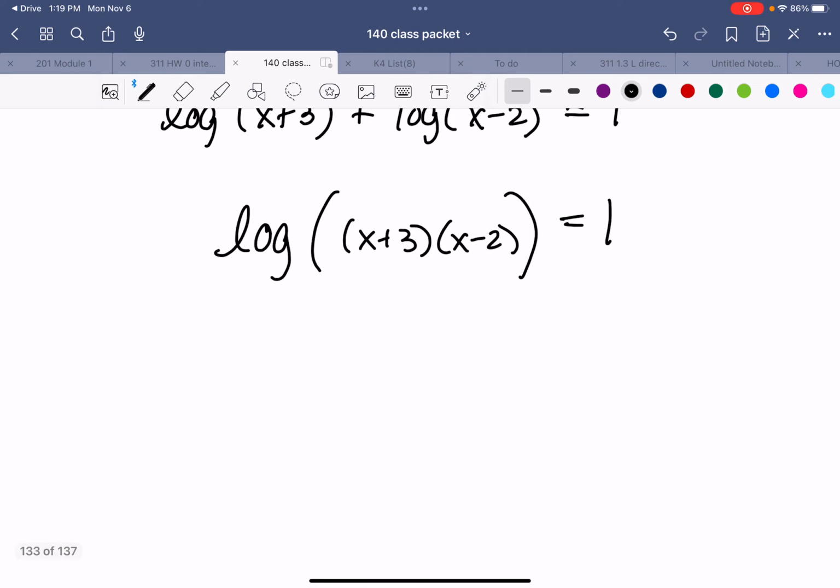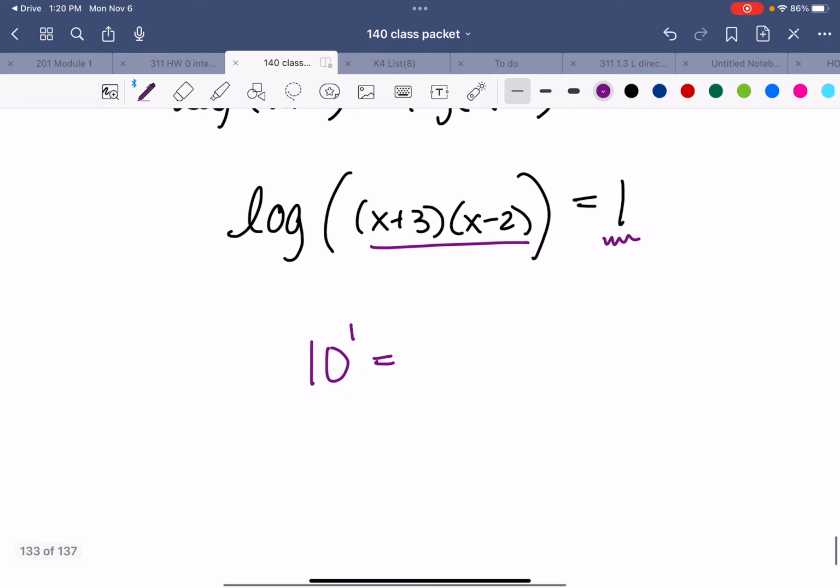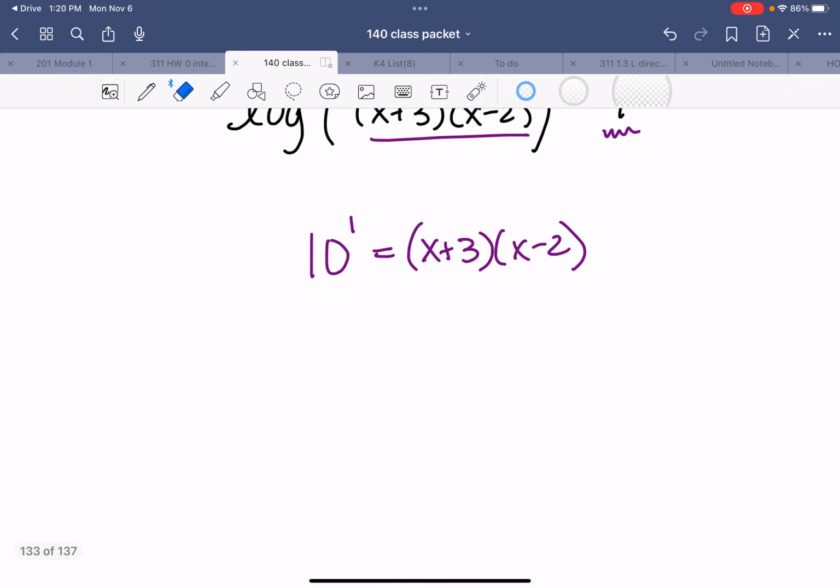And then I can rearrange this. Now, when we solved before, if there were logs on both sides, then I set the arguments equal to one another. When that's not the case, I have to rearrange this. So the base here is not written, so my base is going to be 10. My exponent is what's sitting over here, so 10 to the 1, and that's equal to the argument of my log function. So x plus 3 times x minus 2. And 10 to the 1 is really just 10, so I can get rid of the power, okay?